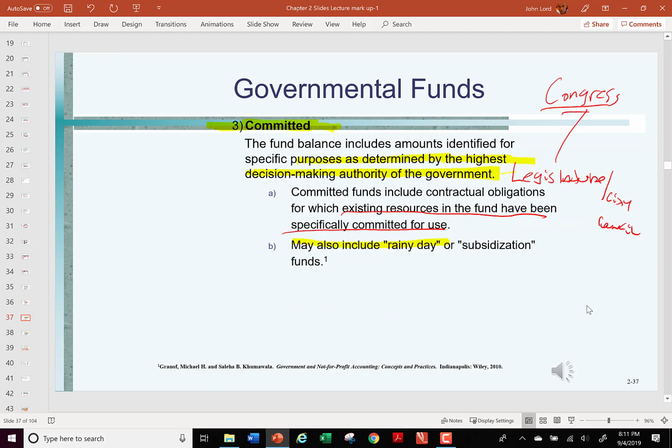Okay, good. Committed. Committed means that the highest decision-making authority in the government has passed a formal resolution as to how some money is to be spent. Formal resolution means they've passed a law that says how certain money is going to be spent. Now, in this case, it's money that the government already had, but they have earmarked now a certain amount of money for certain purposes. Okay? Now, first off, what's the highest decision-making authority in the government?